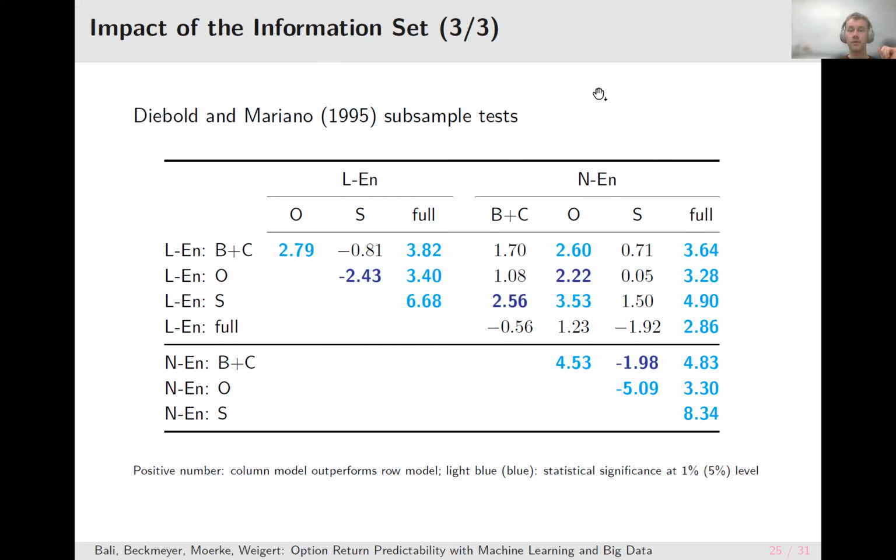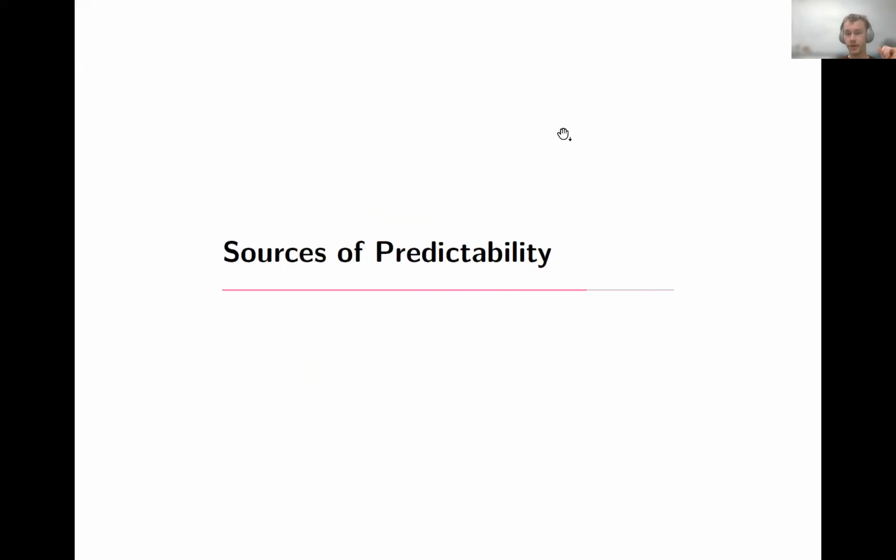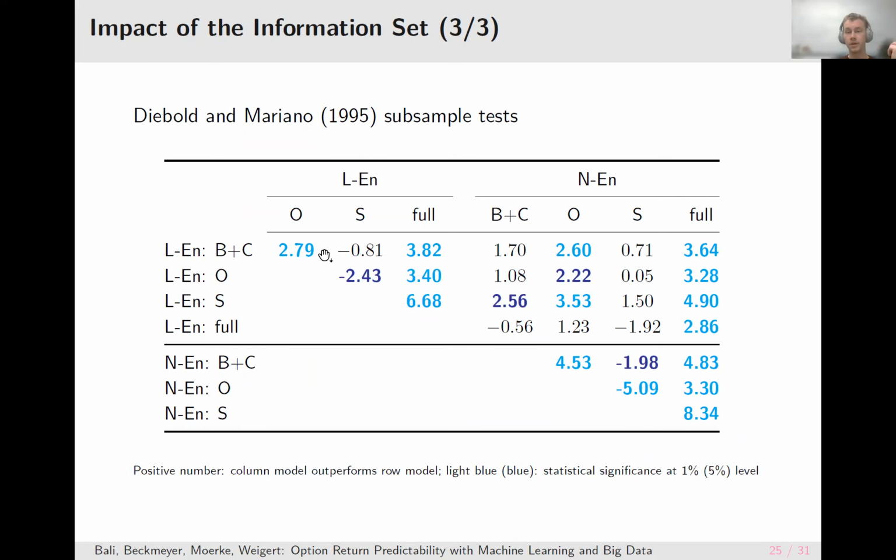We also perform Diebold-Mariano subsample tests here. And what you can basically find is that for both the linear and the nonlinear ensemble, it's always worthwhile to include as much information as possible. So the full model always outperforms the models where we assume that the investor pays attention only to a subset of the information. And we also find that the nonlinear ensemble actually beats all of the linear ensembles here.